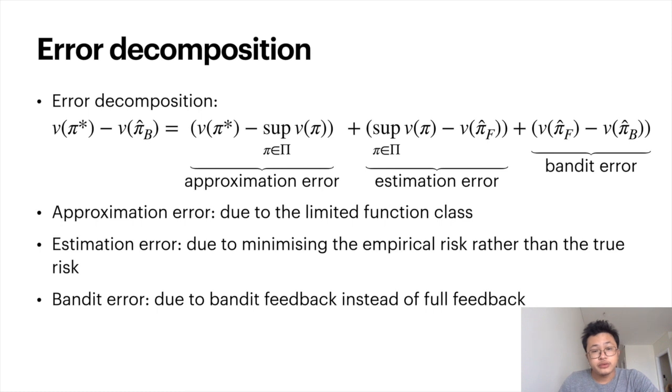So here I will walk you through the standard steps to establish an upper bound on the offline contextual bandit. Recall the goal here is to establish the suboptimality V pi star minus V pi hat B. So now we decompose it into three sources of error by adding and subtracting this term and adding and subtracting this term.